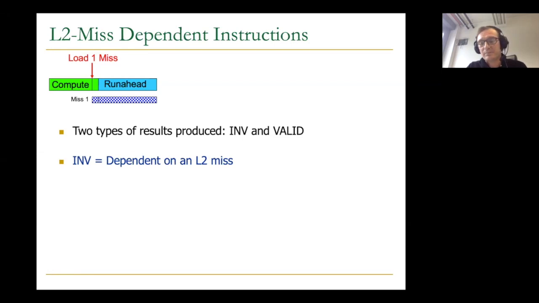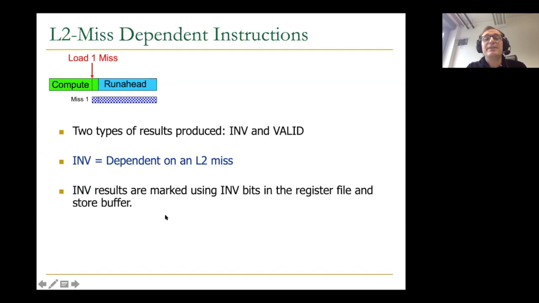So invalid, while the original definition was that it's dependent on L2, means that this result is not to be trusted. Okay. And these invalid results are marked using invalid bits in the register file and the store buffer, and maybe the cache itself. I'm not going to go into the details of this a lot, but basically you need to keep track of these invalid values so that you don't trust them. Now, that said, if you don't keep track of them perfectly, it's also fine, because in the end, you're not updating architectural register state, right? So there's a lot of freedom and slack that you're cutting yourself by being purely speculative in the speculative thread.